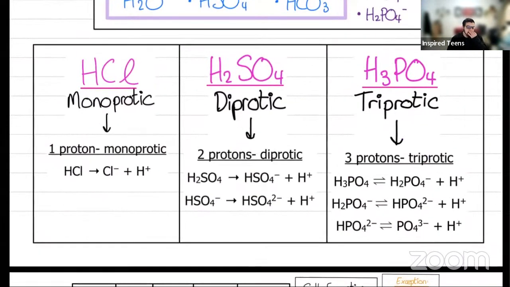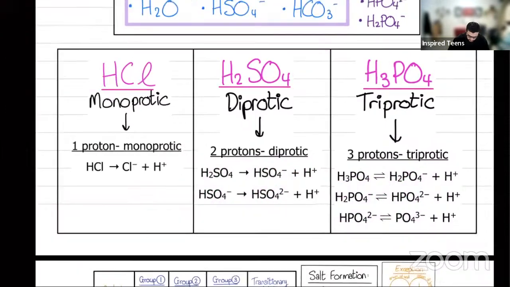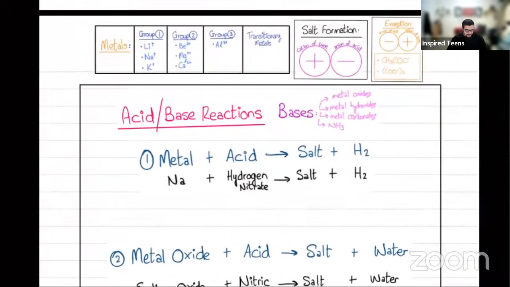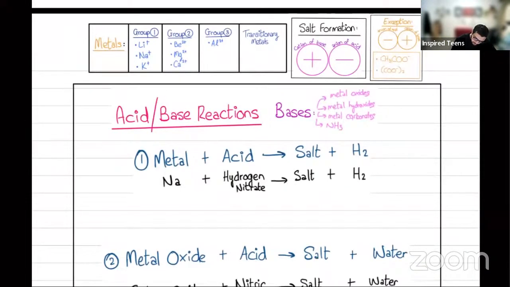Now, we discussed this. HCl has one hydrogen, so it is monoprotic. H2SO4 has two hydrogens, so it's diprotic. H3PO4 has three hydrogens, and it's triprotic. This is just showing the double ionization reactions without all the other stuff, just a basic double ionization reaction and a triple ionization reaction of each substance.